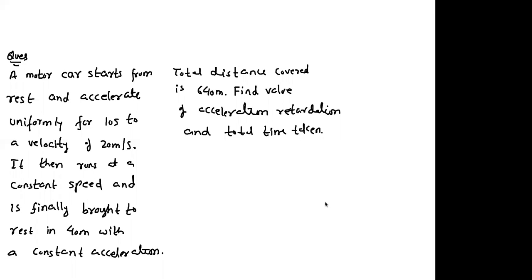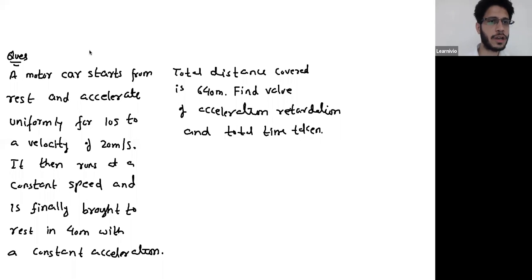Okay, let's start this together. So a motor car starts from rest. Say a car starts from point O and velocity at point A is 0. And accelerates uniformly for 10 seconds, let's say traveling up to point B. The time taken to travel from A to B is 10 seconds.